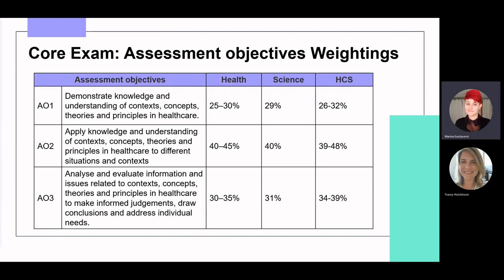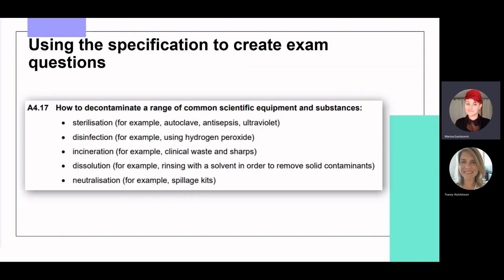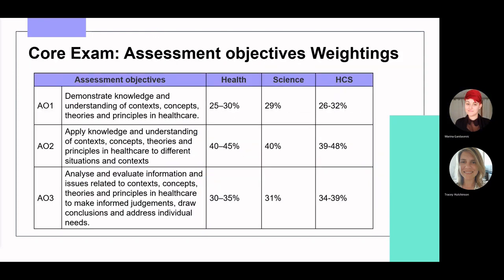The relative proportions of these vary for the 3 pathways, but you'll see that for all 3 of them, the majority is that AO2, applying. So by understanding these core assessments and getting our students to understand them, we can help with improving their performance, but also tracking this through formative assessment. So I'm going to use an example to demonstrate this.